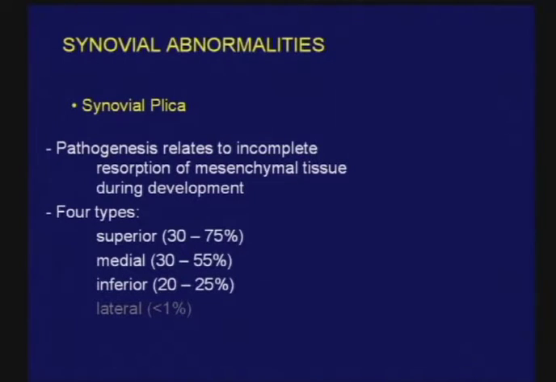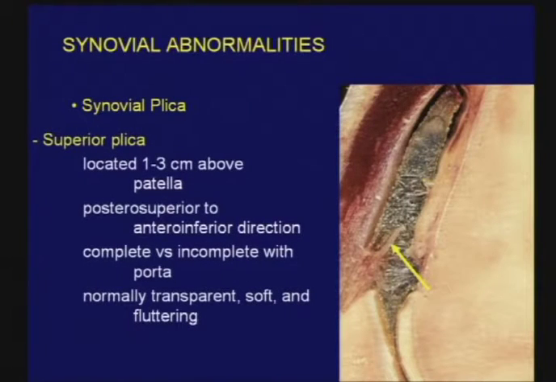Most normal plica are 1 or possibly 2 millimeters in thickness. Most diseased plica are greater than 2 millimeters in thickness, although there is some overlap between normal and abnormal thickness. There are 4 types of plica. I'm not going to discuss the lateral plica because they are very infrequent, but a few comments about the other 3.